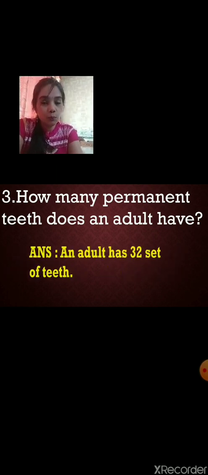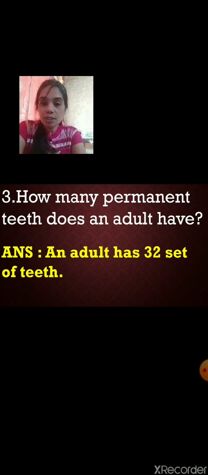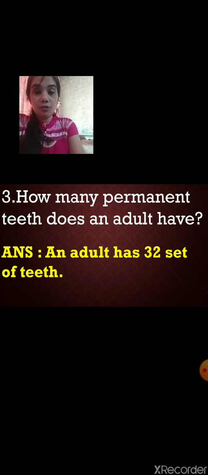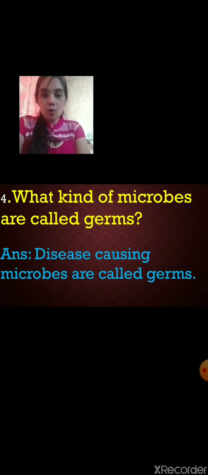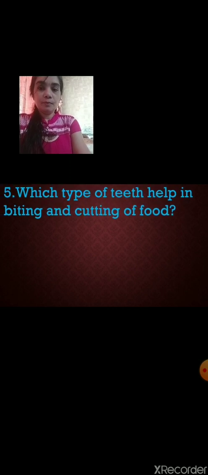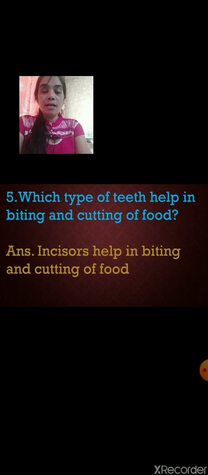And how many permanent teeth, children? Yes, 32. An adult has 32 permanent teeth. And what kind of microbes are called germs? Disease-causing microbes are called germs. And which type of teeth help in biting and cutting food? Incisors help in biting and cutting food.